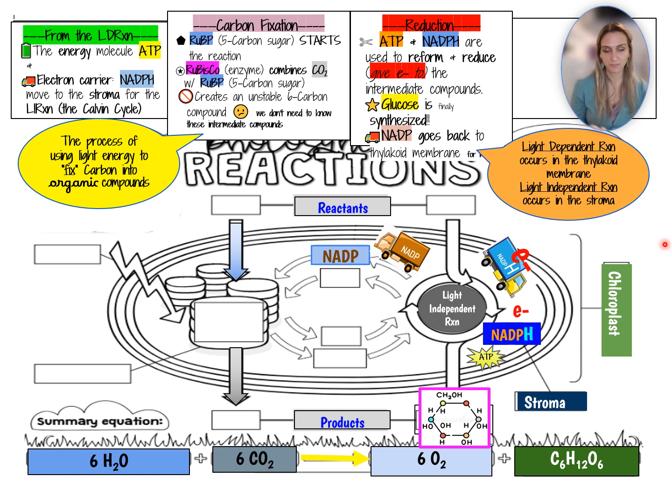All right, and so building on to our note page for the reduction: ATP and NADPH are used to reform, or you could say not necessarily just reform, but also reduce, more importantly, because this is the reduction phase, those intermediate molecules, and that means that they're taking that electron, they're gaining negativity. Glucose is finally synthesized. That is the whole reason for photosynthesis. And we have this empty, lonely, low energy NADP molecule going back to the thylakoid membrane.